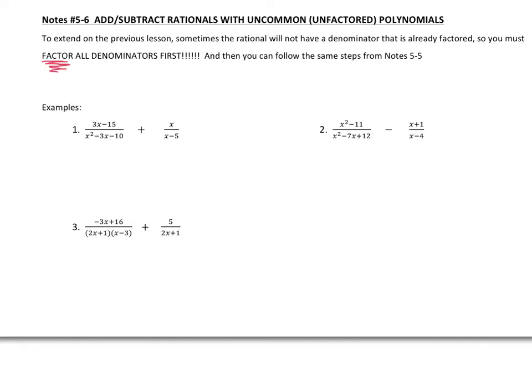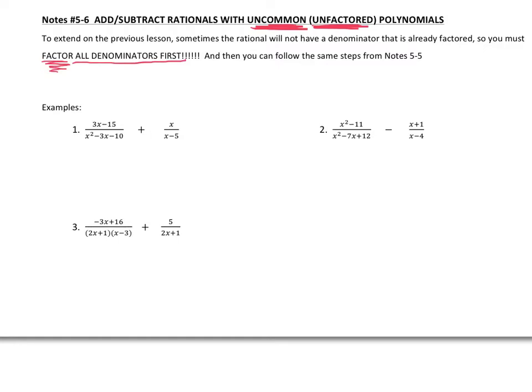Alright, so in this section we will have unfactored, uncommon polynomials. If you remember from adding and subtracting, you have to have a common denominator before you can add them together. The sentence up here says, to extend on the previous lesson, sometimes the rational will not have a denominator that's already factored, so you must make sure that you factor all your denominators first. So let's look at example 1.